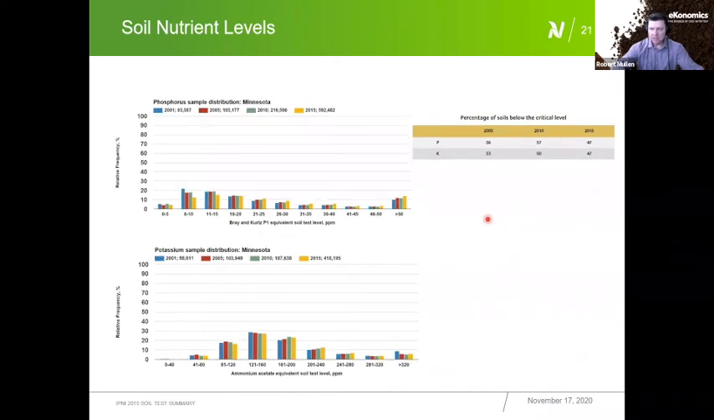Minnesota is very similar, with a little bit higher percentages of soil tests that are testing below.